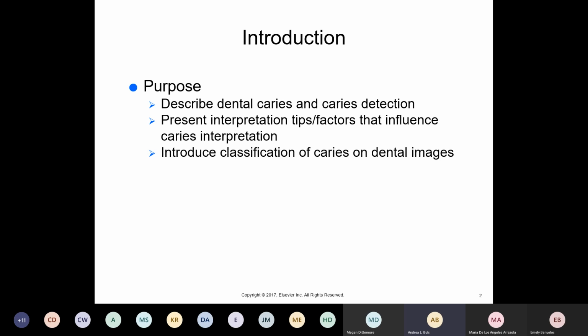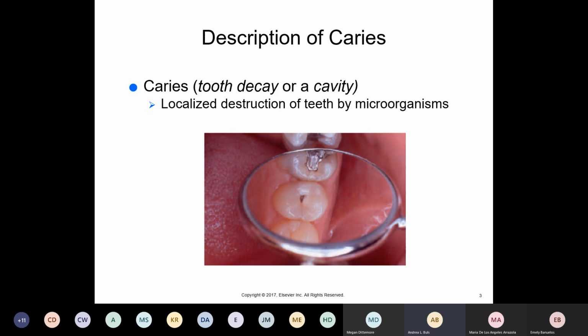Okay, so today we're going to describe what dental caries and caries detection looks like. We're going to interpret, and we'll talk about some tips and factors that can influence that interpretation, and introduce the different classifications of caries, which you probably have had a touch of in 101. So the description of caries is basically tooth decay or a cavity. It's a localized destruction of a tooth by microorganisms.